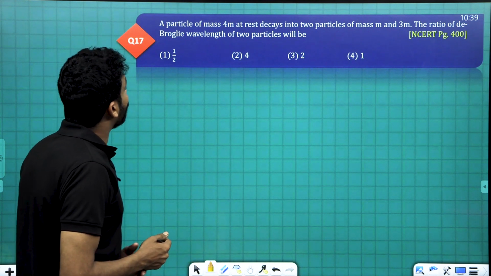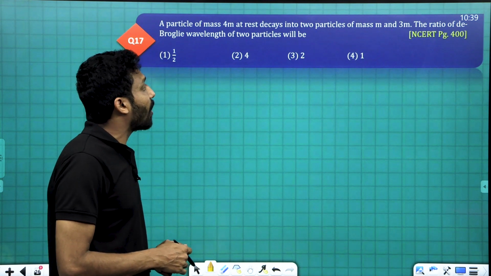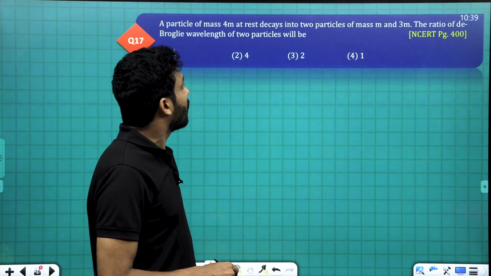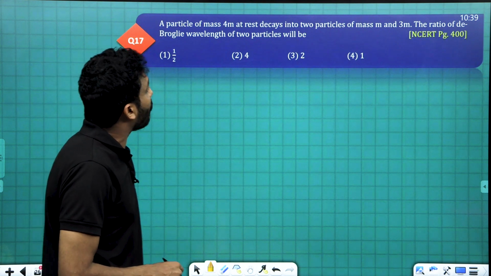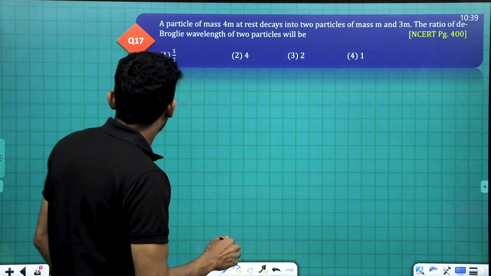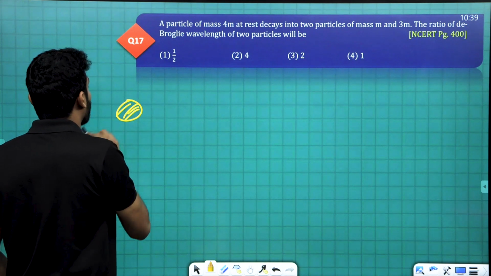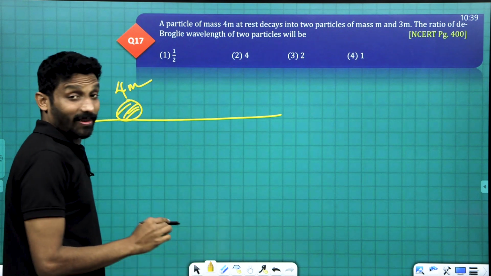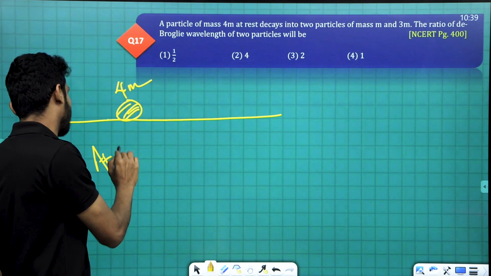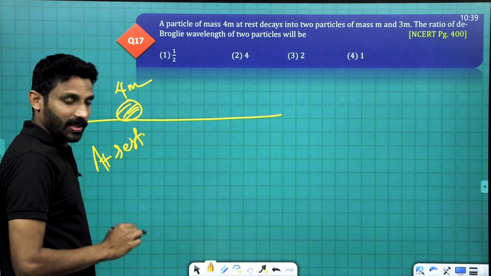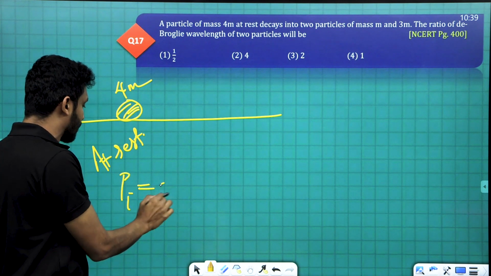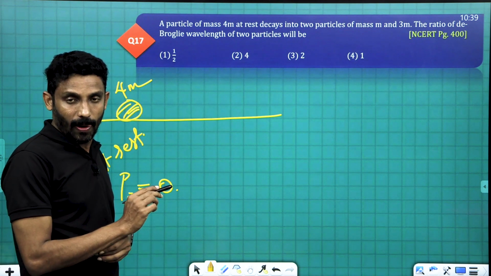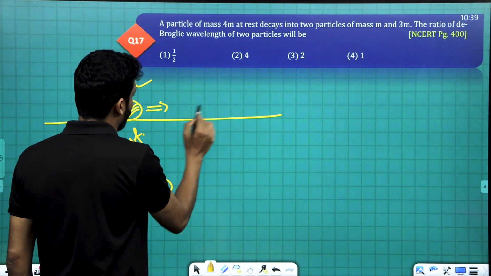A particle of mass 4m at rest decays into two particles of masses m and 3m. The ratio of de Broglie wavelength of two particles will be? Here, there was a particle whose mass was 4m. It was at rest. That's the point. At rest means its initial momentum is 0. Now it decays into two particles.